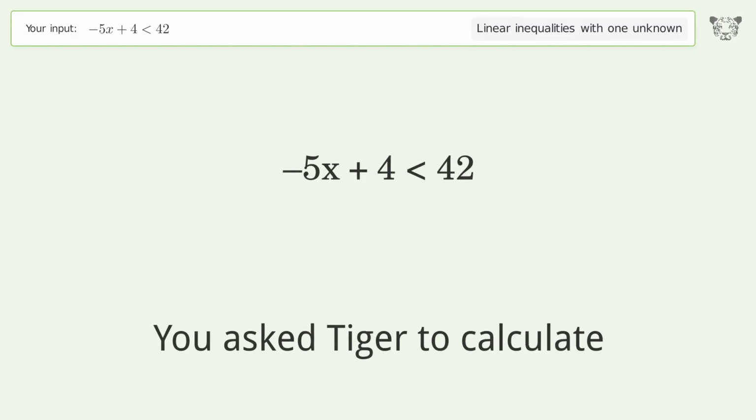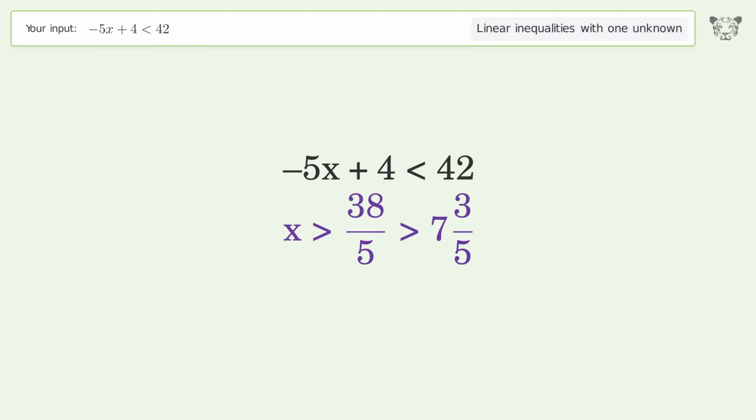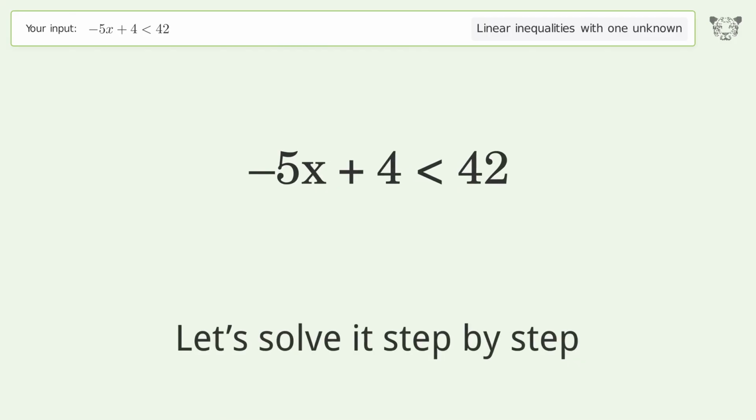You ask Tiger to calculate. This deals with linear inequalities with one unknown. The final result is x greater than negative 38 over 5 greater than negative 73 over 5. Let's solve it step by step.